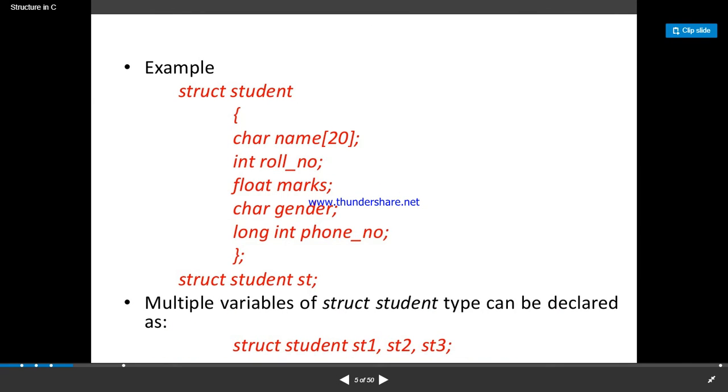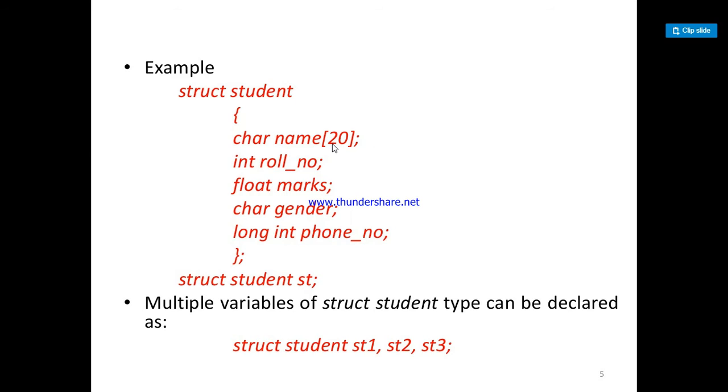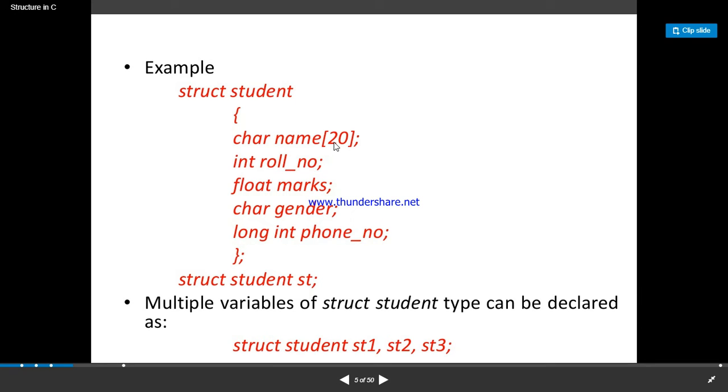This is the example. Struct is the keyword, and student is the structure name. This name is given by me. Here we declare 5 members. First one is the name, then roll number, marks, gender and phone number. Here the name should be in characters, so we assign the data type as char. The name can allocate 20 bytes of data, that is, we can assign 20 characters in the name.